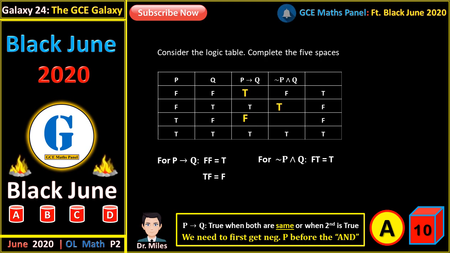This becomes true because it's AND logic. Then the next one you have true, false. Negation of true is false. So we have false, false. When you have false, false for an AND statement, it gives us false.